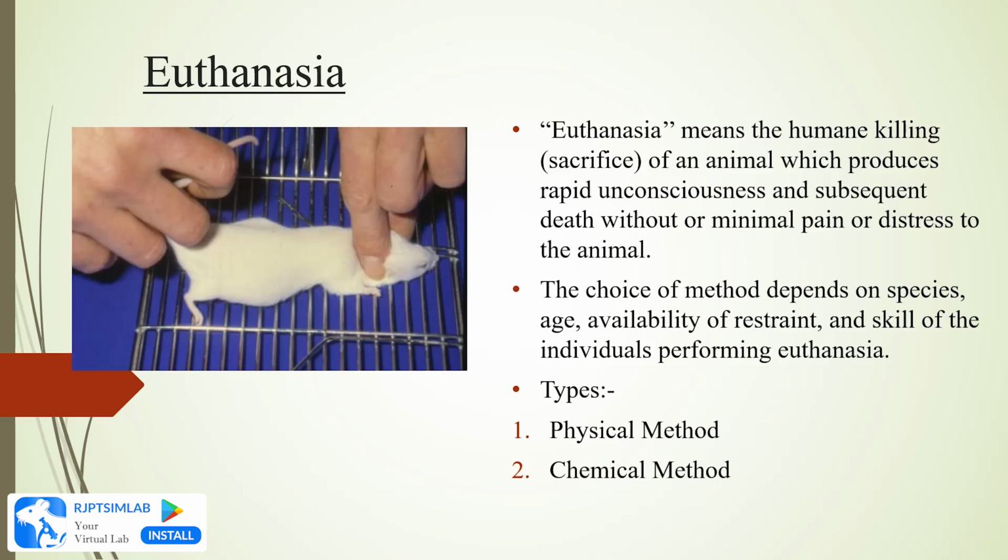The choice of the method depends on species, age, availability of restraint, and the skill of the individuals performing euthanasia. There are two types of euthanasia methods. The first is the physical and the second is the chemical method. Now let's learn in depth about these methods.